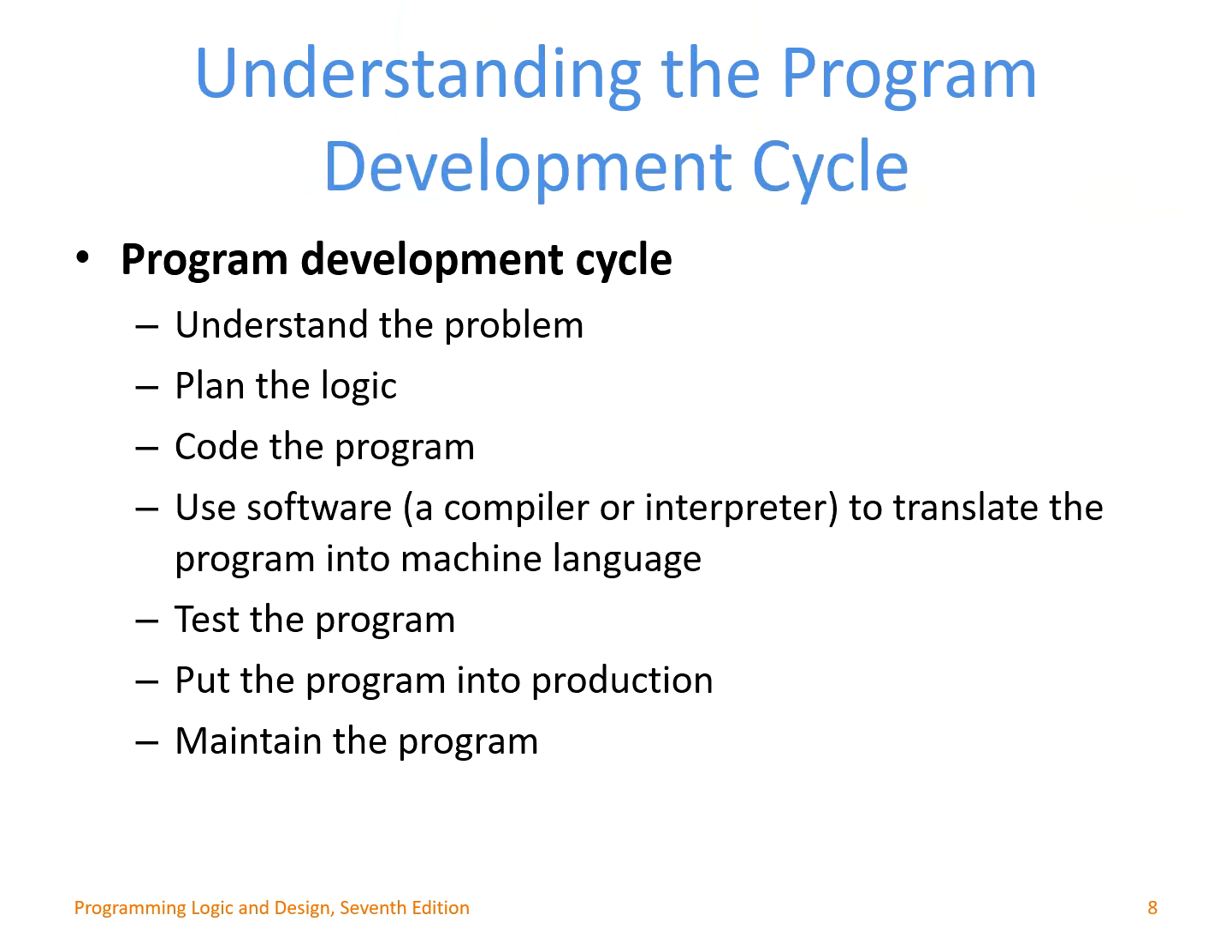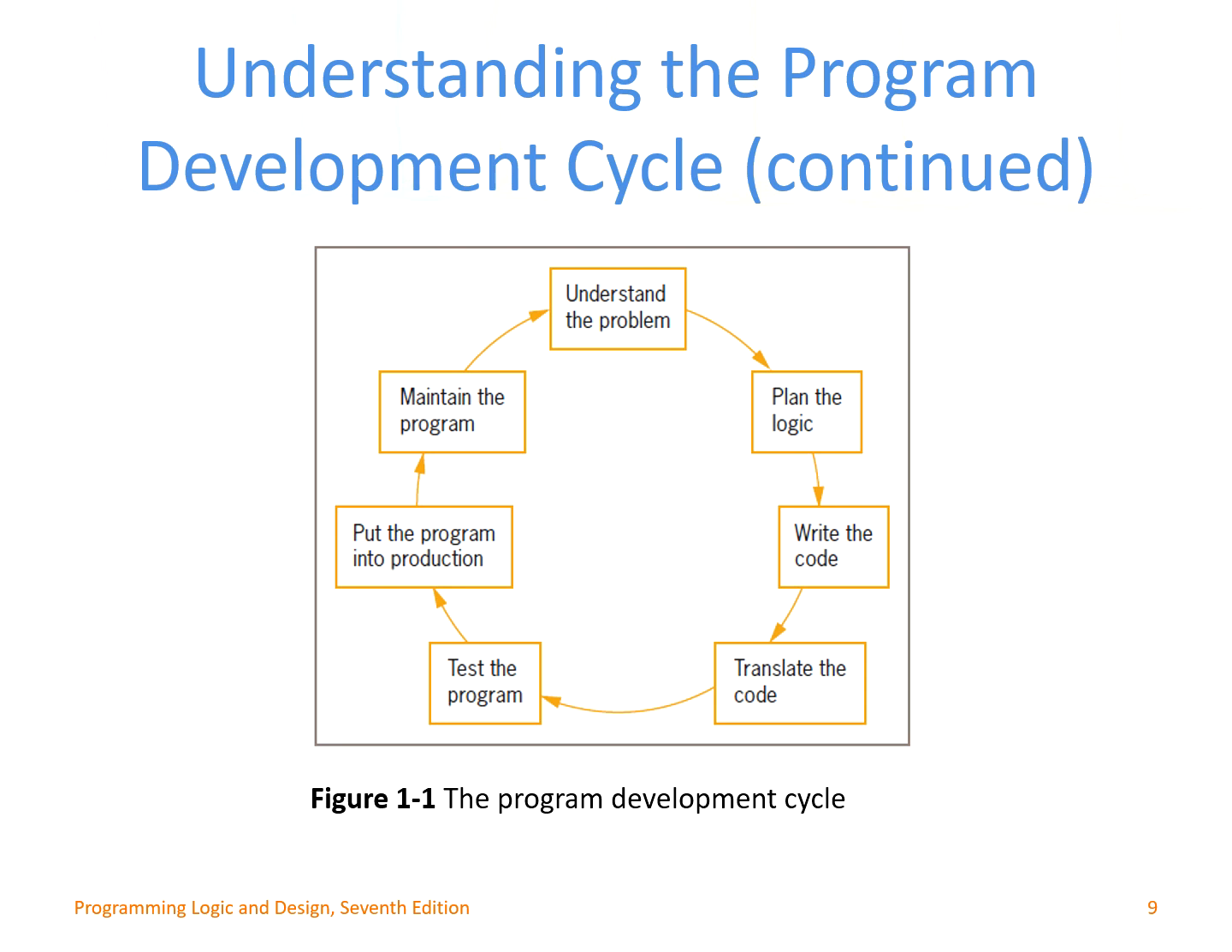So now we have understanding the program development cycle. First is understand the problem, plan the logic, code the problem, use software to translate the program into a machine language, then test the program, put the program into production, and maintain the program. So as you can see, the figure 1-1, this is the program development cycle.